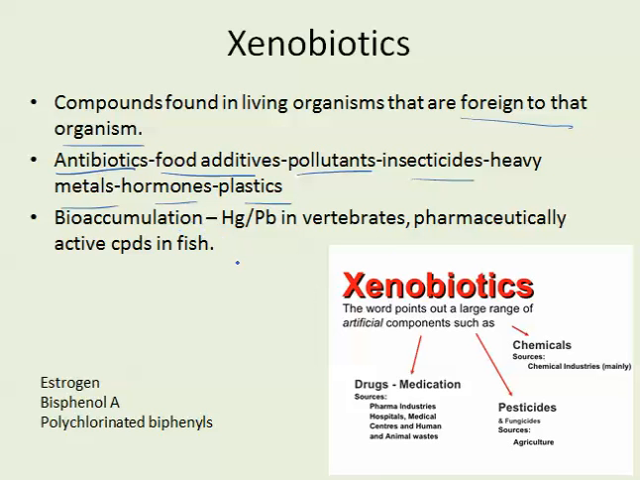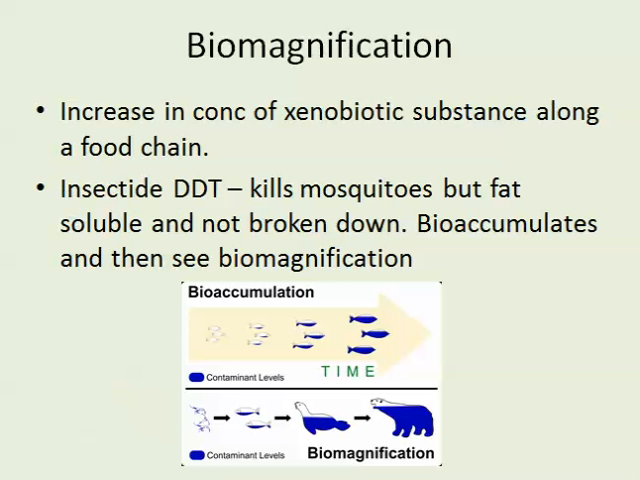These substances can build up within that organism, and when they build up, we call it bioaccumulation. So something like mercury, we're going to see that build up in fish and be stored by the fish, which is going to have problems when we look at the food chain. What we can find is that the concentration of these xenobiotics can increase as we move up a food chain. A good example of that is the insecticide DDT.